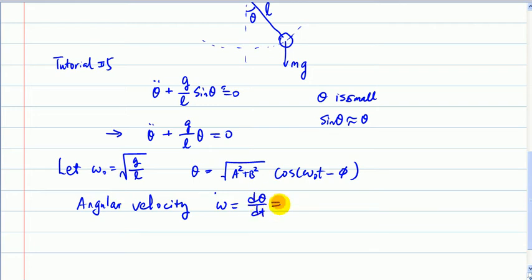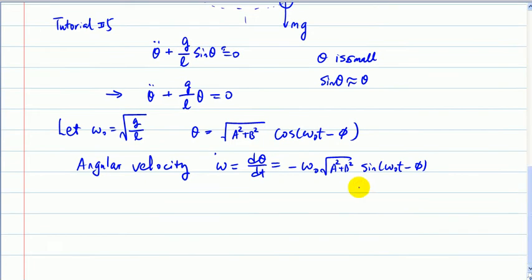That's angular velocity. If I take a derivative, this one is very simple, and you get negative omega naught square root of a squared plus b squared, sine of omega naught t minus phi. So that's the angular velocity there.